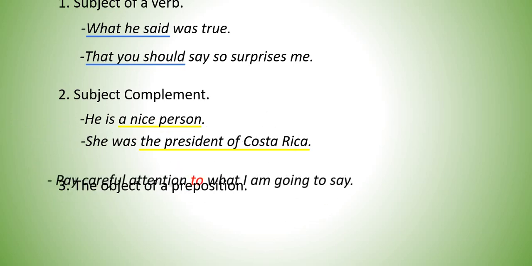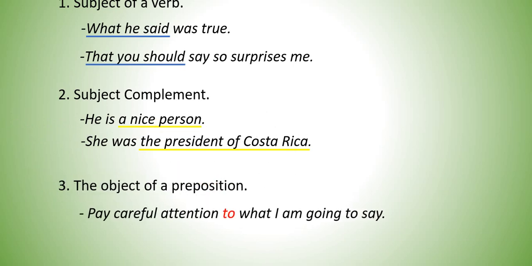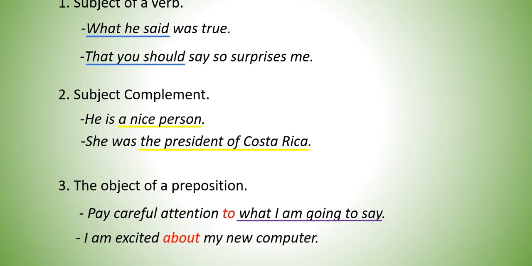Object of a preposition: pay careful attention to what I'm going to say. Before it, we have a preposition. So before the preposition we have: what I'm going to say is the object of the preposition. I'm excited about my new computer. About my new computer will be the object of the preposition in the sentence.